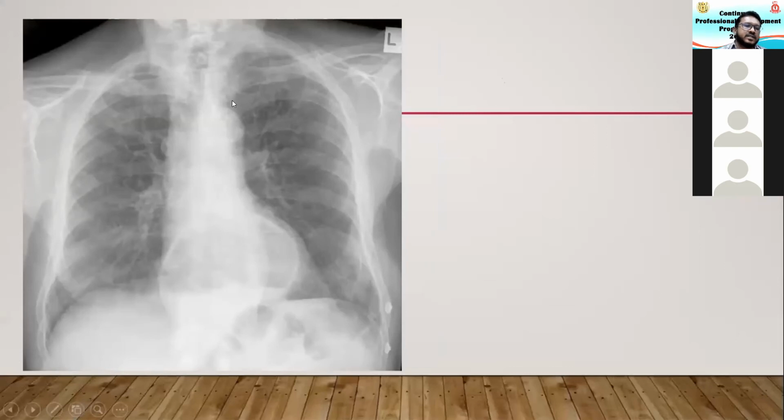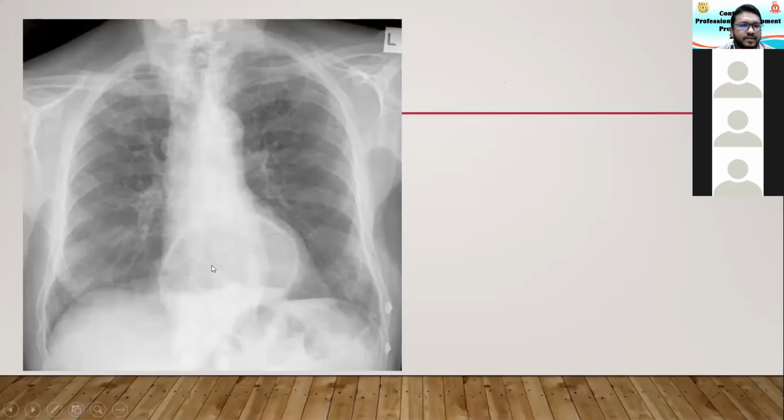And in chest x-rays, you might be able to get these ones also, but not very common. If you can see, there is a fluid level, retrocardiac shadow, and the gastric bubble is not very clearly seen, but this is what you call a hiatus hernia with fluid level in the retrocardiac space. So this is due to a hiatus hernia.